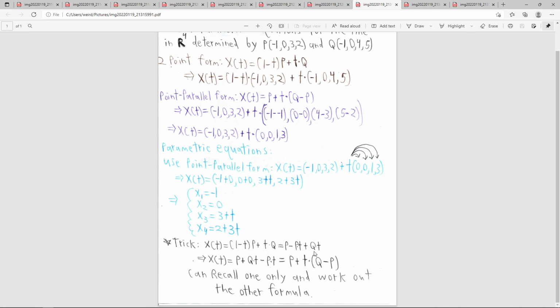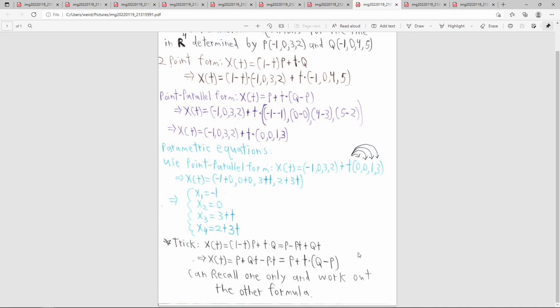Well, you can mess around. You get x of t equal p plus qt by rearranging, minus pt. And then you have to distribute out the t, so you get p plus t times (q minus p). So that's the two forms. You switch between them in a couple of elementary steps. Very simple. So you can recall one only and work out the other formula.